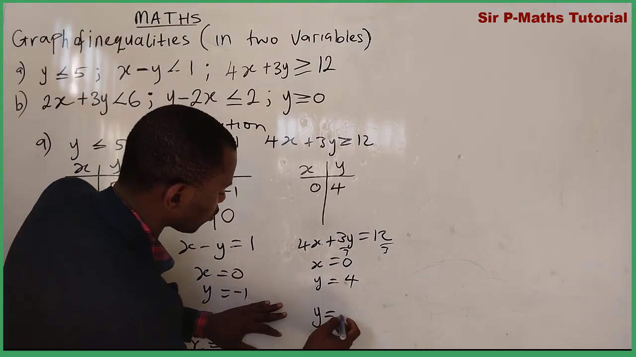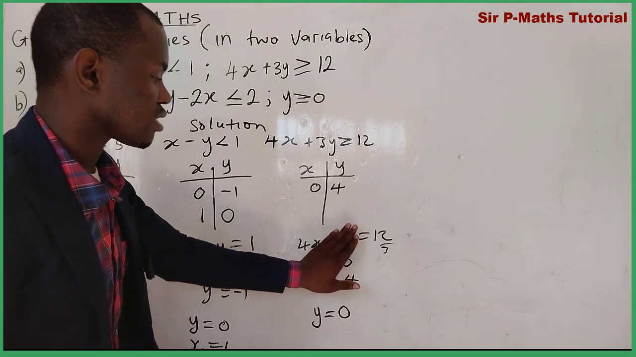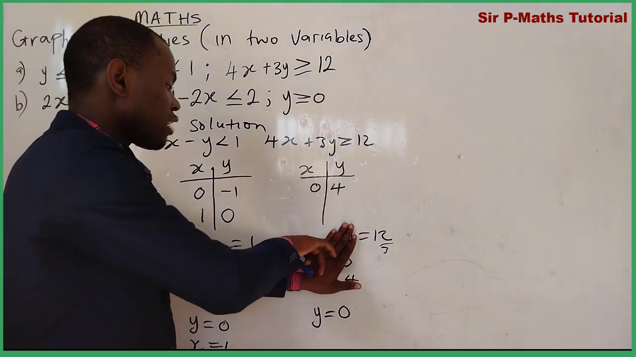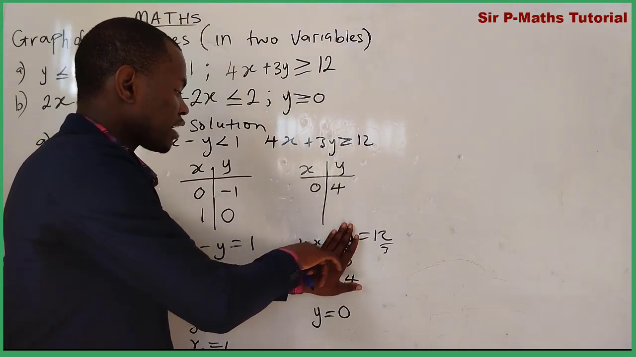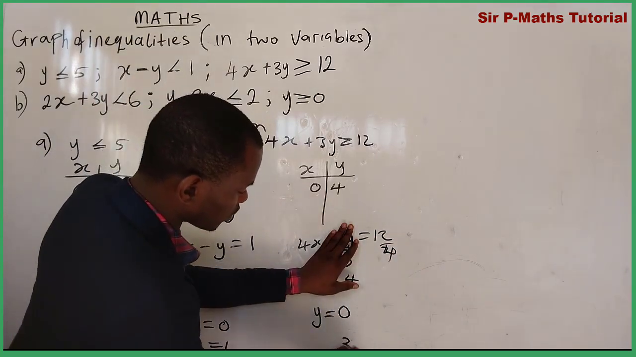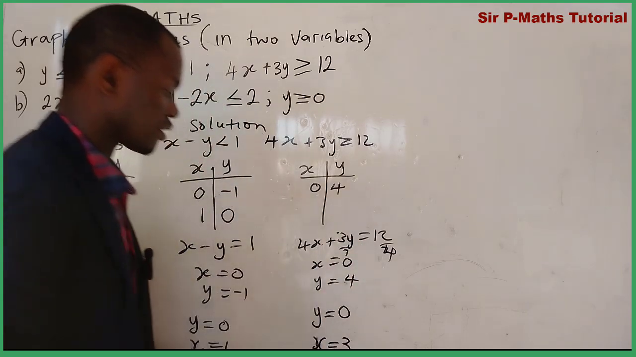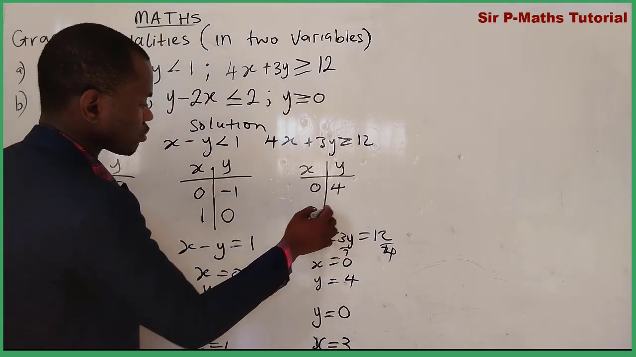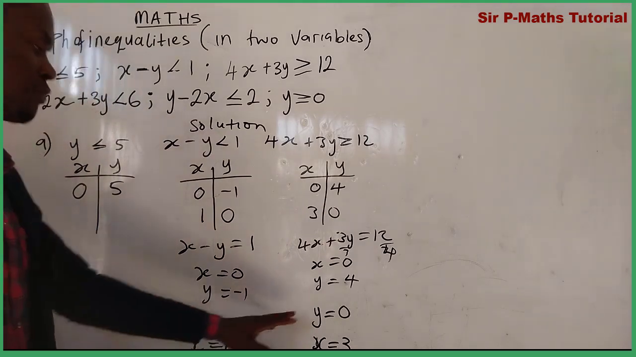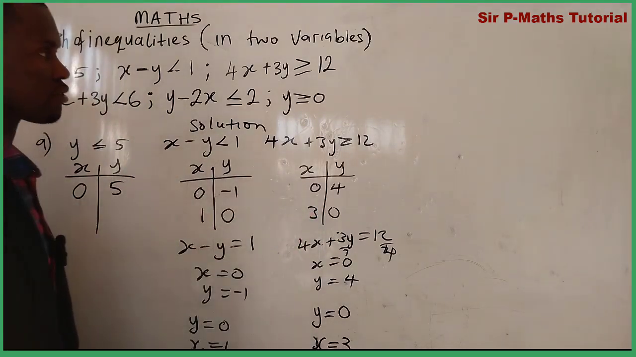Then if y is equal to 0, if I put 0 here, 3 times 0 is 0, y is gone. Then I have 4x. If I divide both sides by 4, 12 divided by 4 will give me 3. Therefore, my x is equal to 3. Put this on the table. Okay, so I have this as the information to draw the graph.